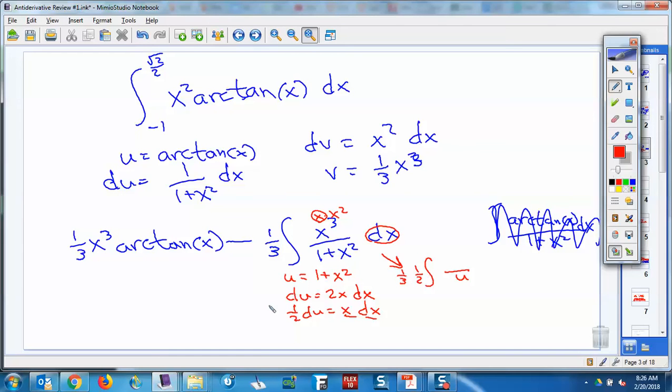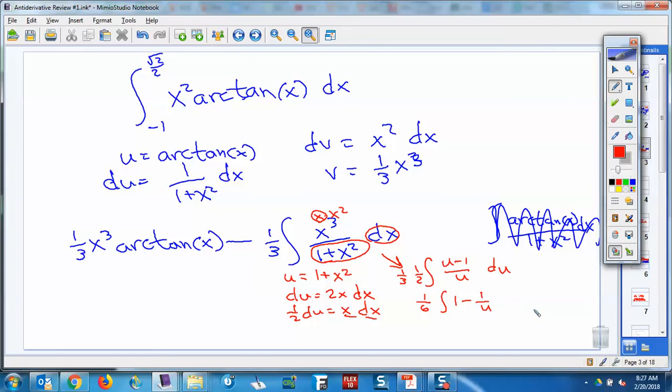Okay, so I bring my 1/3 along. I got my 1/2. Here's my du out here. And then what else is left? I've taken care of that. That was u. I've taken care of the x dx. What I got left? An x squared. So what's that? x squared is u minus 1. So I put a u minus 1 right there. Now I can split that apart. Now this is a 1/6 out here. And now I got u over u, which is 1. And I got 1 over u, which is going to be ln.